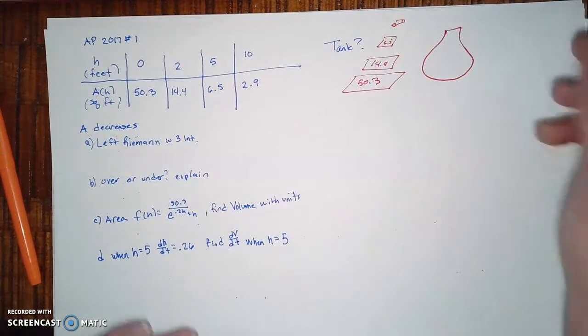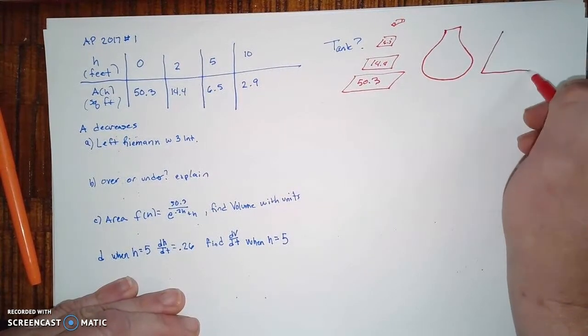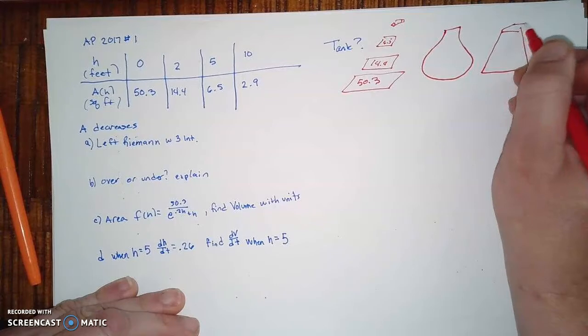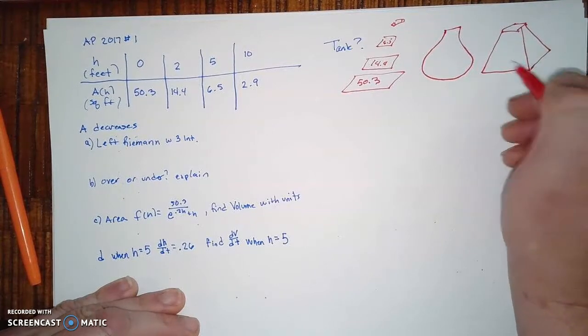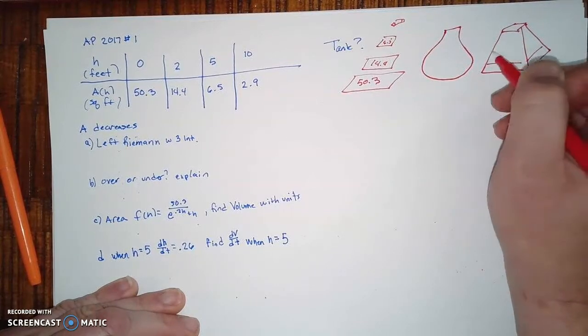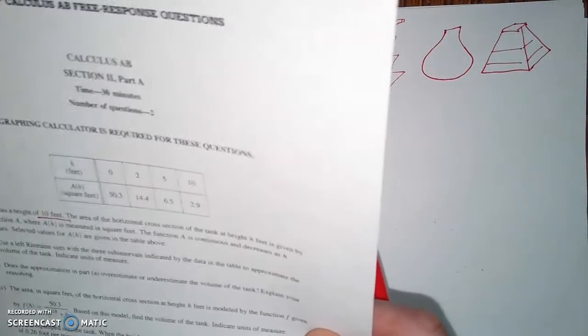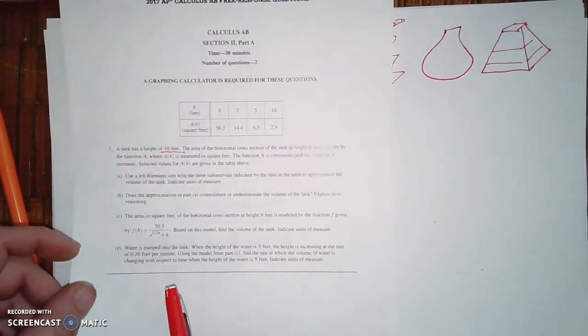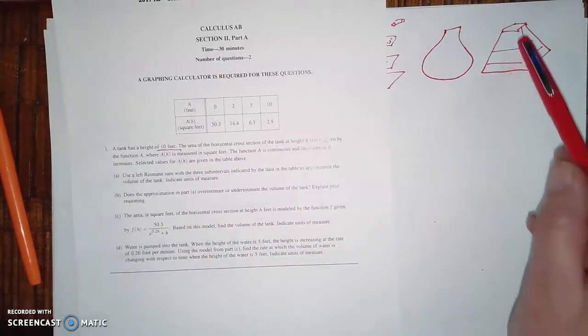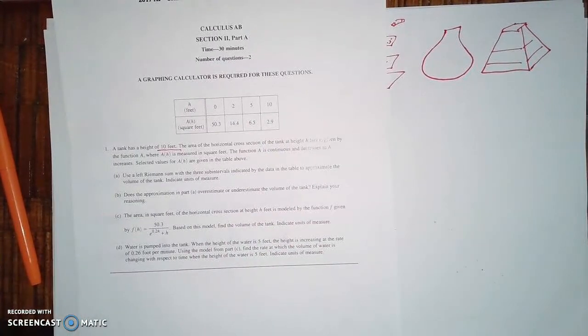Ooh, it's not actually a good picture. It's probably more like this. The volume is still increasing, but the cross-sectional area is getting smaller as you go up and up and up the tank. The particular shape doesn't matter. I just wanted you to have an idea of what to think about with it. The function A is continuous and decreases as h increases, which is what I said. It's giving me selected values for the area at given heights above.